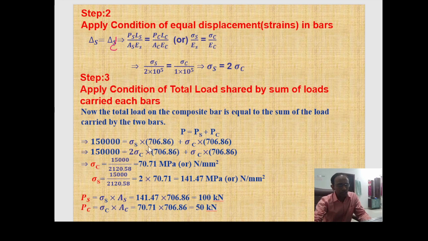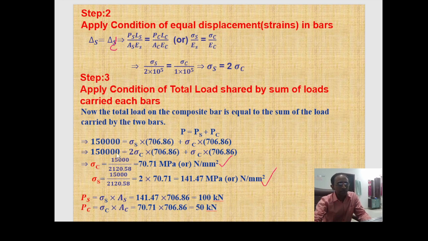So we substitute that. You will be getting total load as 150 kilonewtons. Sigma S is the stress in steel, which is unknown, and sigma C, the stress in copper, is also unknown. The areas are both almost same. So now you have the relationship for sigma S and sigma C. Now the equation is converted into a single unknown, so you can get the value of sigma C as 70.71, and from the relationship you can get the other stress sigma S as 141.